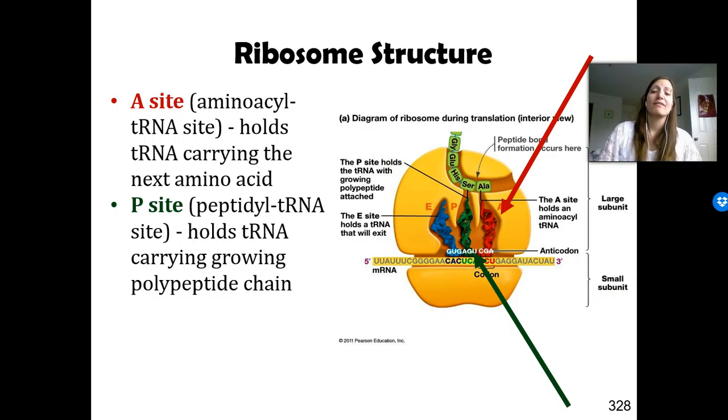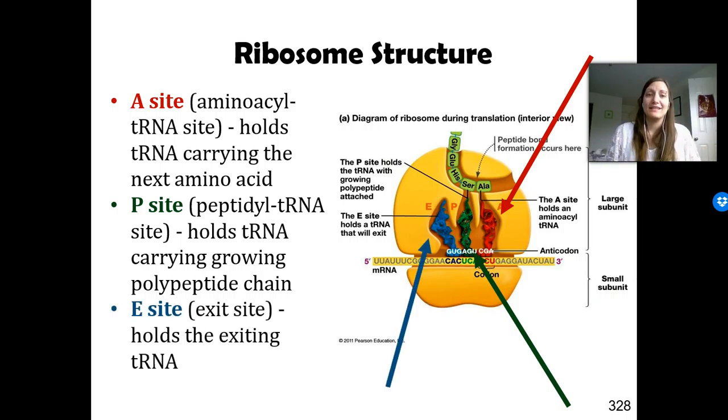And then finally, you have the E site, or the exit site. This tRNA has lost its amino acid, so it no longer serves any function. So the exit site just prepares it to detach from the mRNA and leave the ribosome. Then it'll go to one of those aminoacyl tRNA synthetases, which is that enzyme that will put an amino acid back on that tRNA molecule.